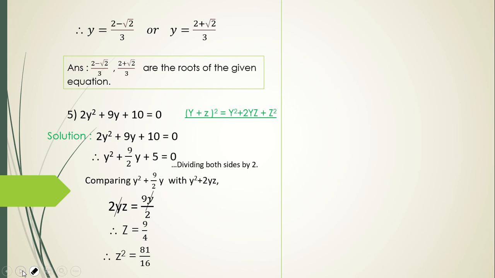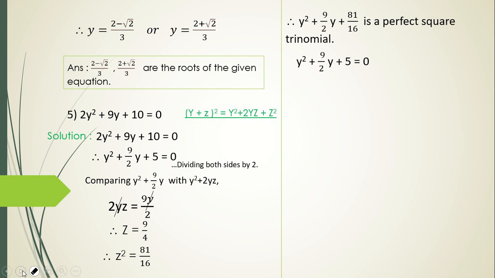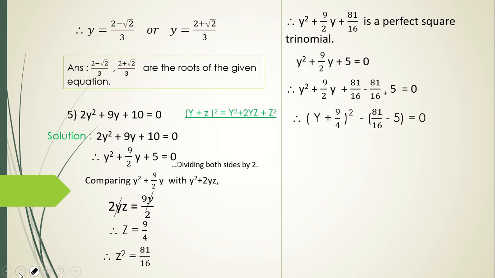Now add and subtract 81 upon 16. y square plus 9 upon 2y plus 81 upon 16 is a perfect square trinomial. Therefore, we add and subtract 81 upon 16 on the LHS. This was my question here. I add and subtract 81 upon 16 here, plus 5. So this was the perfect square trinomial. It becomes y plus 9 upon 4, the whole bracket square, and minus 81 upon 16 minus 5. Since minus is outside the bracket, the signs change. This was plus, this became minus, minus.